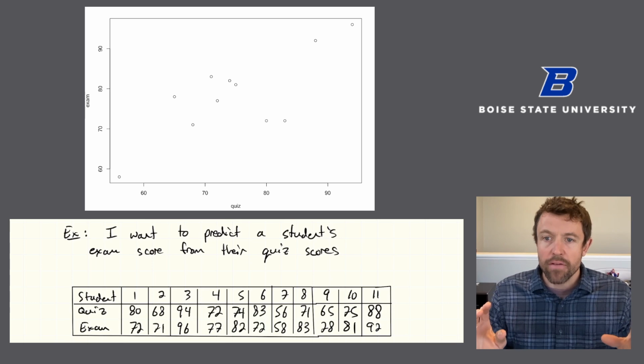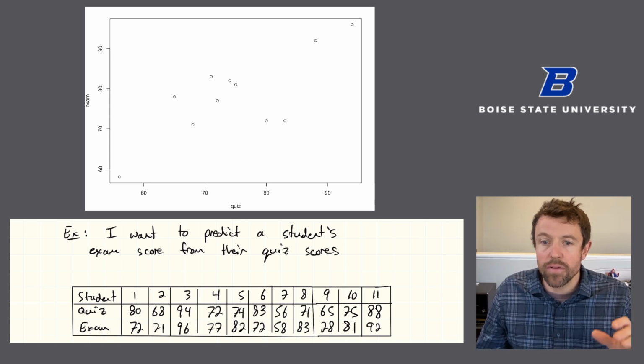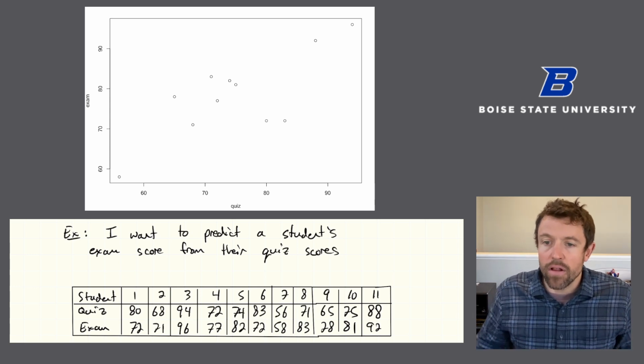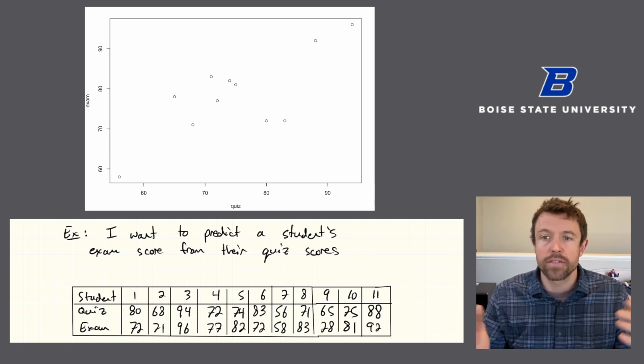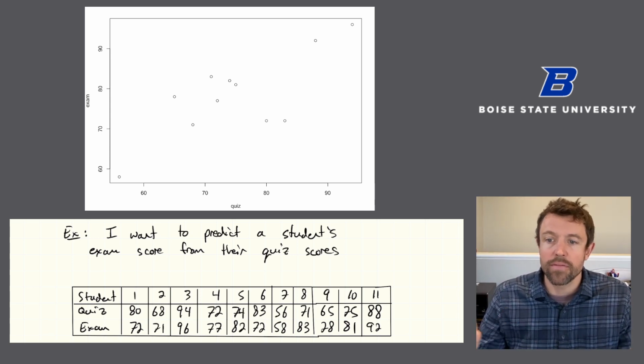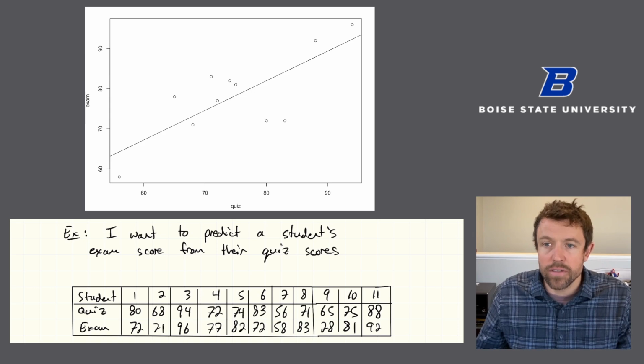Here is a graph with all 11 points. You can see the point with quiz score 80 and exam score 72 is at the x value of 80 and the y value of 72, and so on for all of these 11 points. So I have 11 points in what's known as a scatter plot. When I look at these, it does look like there is some sort of bottom left to top right pattern, and so it's reasonable to think that I can model this with a line. If I draw on a line here, this is what's known as the regression line.